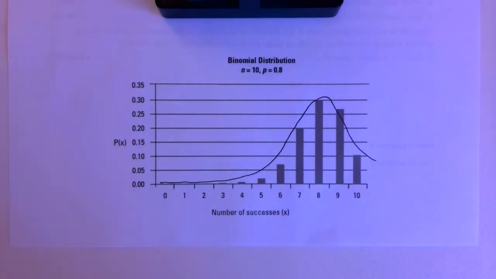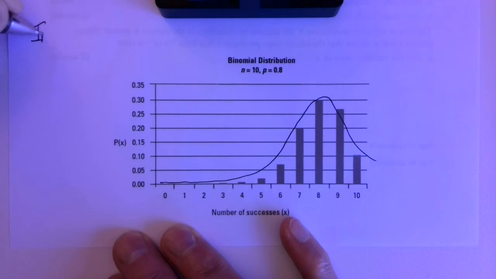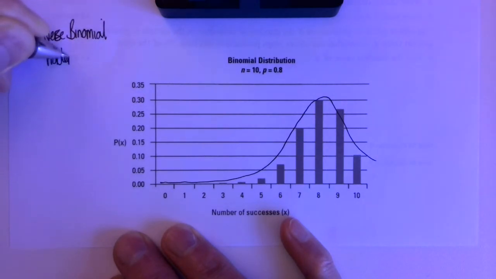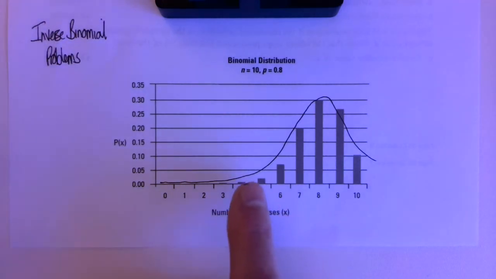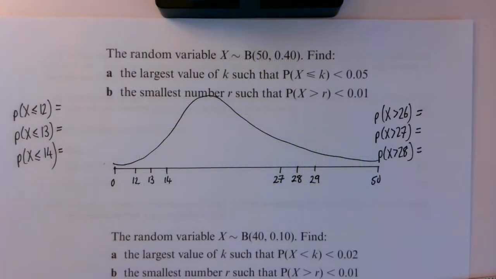Why are we doing this? Well, what I want to talk about today are reverse binomial problems, which I'm actually going to call inverse binomial problems. And I'm always going to solve them by starting with a sketch of the shape of the probabilities for that particular problem. Okay, so this is the sort of problem we're dealing with.